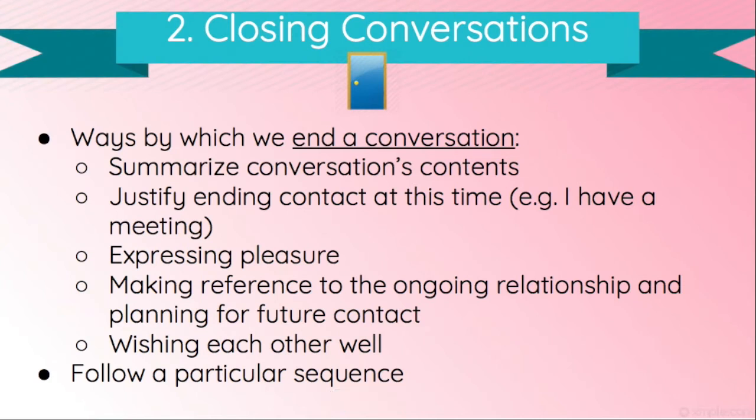There are ways by which we end a conversation, and it's important to know that based on research, it does follow a particular sequence. First, we usually summarize the conversation's content. So usually, it was nice talking about the school fair. It was nice catching up on what happened in our lives after 5 years, for instance. And then after that, we justify ending contact, why we have to end the contact at that time. For instance, "Oh, I'm so sorry, I have to go, I have a meeting." So that tells the other person that you have to go and end the conversation there.